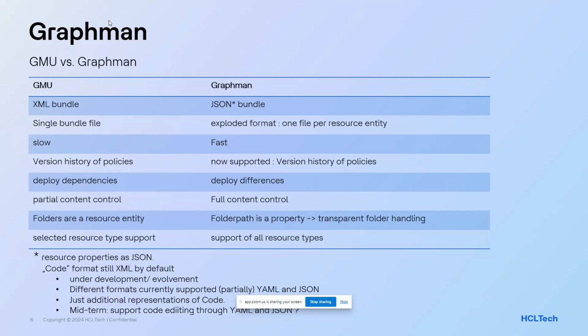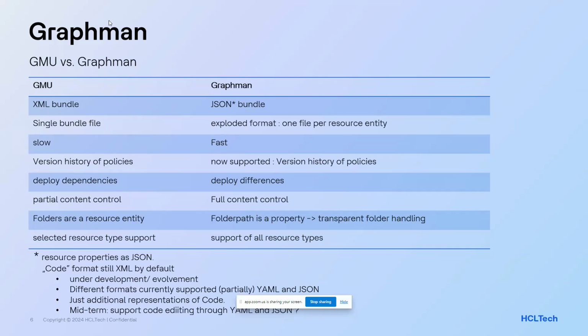With Graphman, you don't need to deploy dependencies, you can deploy differences. Only stuff that is different to the target gateway. This reduces the amount of changes in your target system, which is especially important when you think about production gateways. You need to have full control about what you are changing. And in my understanding, Graphman provides exactly this.